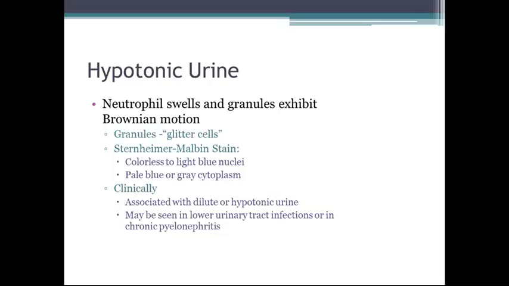In hypotonic urine, neutrophils will swell and the granules will exhibit Brownian motion, which we call glitter cells. With Sternheimer-Malbin stain, the nucleus will be colorless or light blue, and the cytoplasm will turn pale blue or gray. Clinically, glitter cells are associated with dilute hypotonic urine and may be seen in lower urinary tract infections or in chronic pyelonephritis.